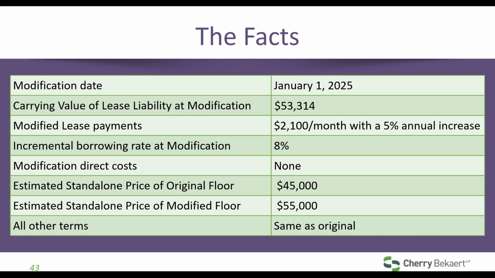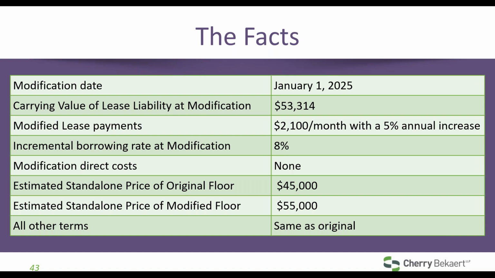And the reason this is important information is because that's how we're going to have to allocate the new lease payments. We're going to have to allocate them between the original floor and this new additional floor based upon the estimated standalone price. And you might ask yourself, well, what is that estimated standalone price? It's beyond the scope of this course, but it would be the price that you would pay to purchase that portion of the contract. Not necessarily, obviously, to purchase the building itself or one floor in that building, but to purchase that element of the contract.